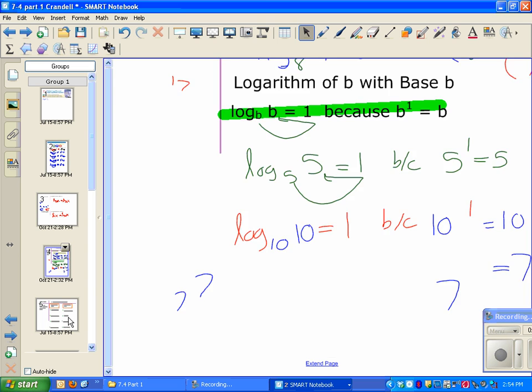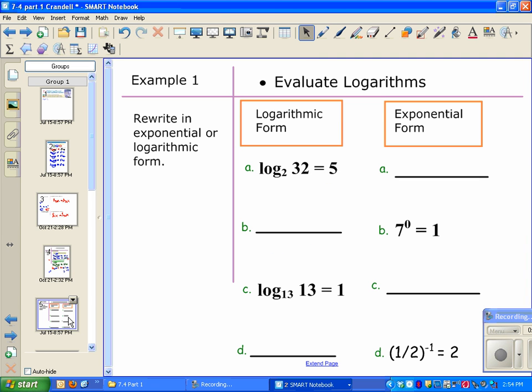So now we're going to do a little bit of evaluating logarithms. We're just going to go back and forth between logarithmic form and exponential form. So exponential form would be the happy face. So log base 2 of 32 equals 5 because 2 to the 5th equals 32. And that's all you're writing here.